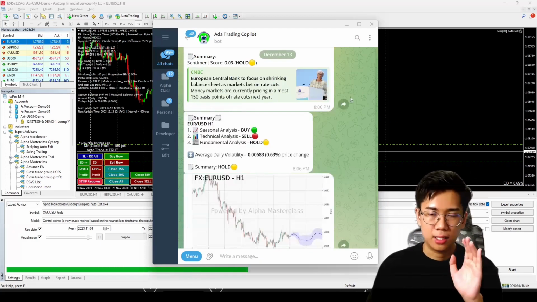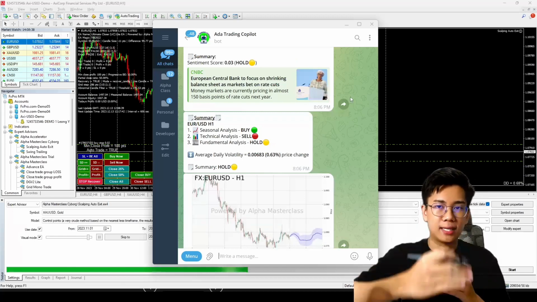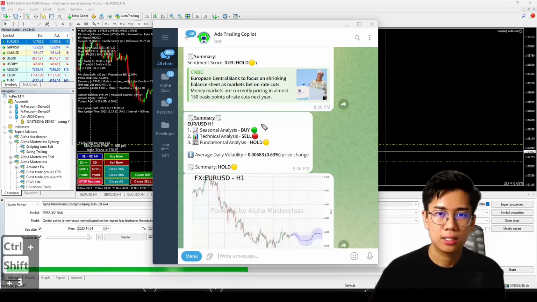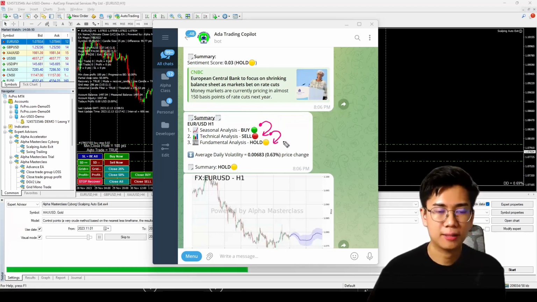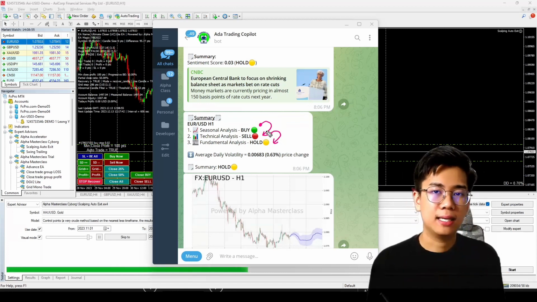Now, in trading, you should know that it's always one affecting another. Seasonal happens first, then it affects technical. After technical, only then does it affect fundamental. Meaning that fundamental is always lagging.